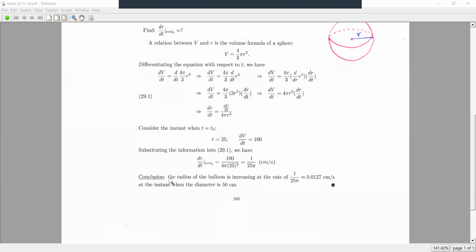Conclusion. The radius of the balloon is increasing at the rate of 1/25 pi cm per second at the instant when the diameter is 50 cm.